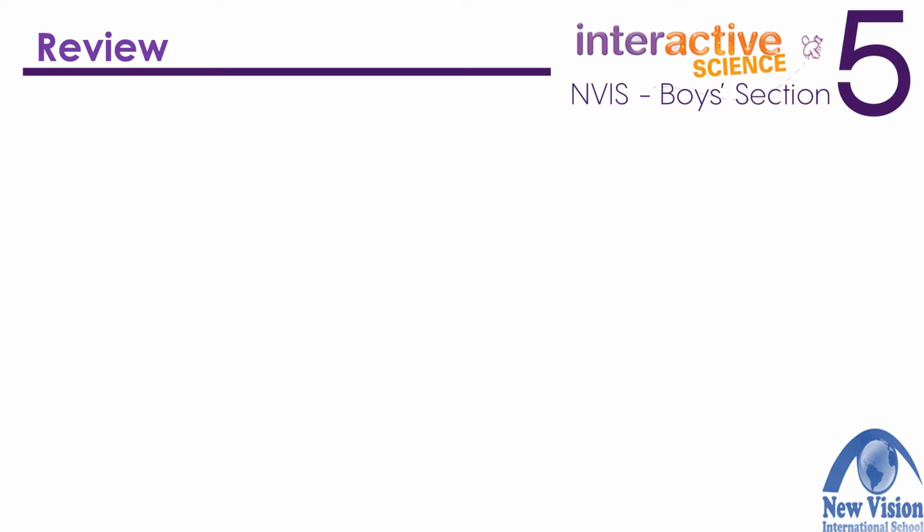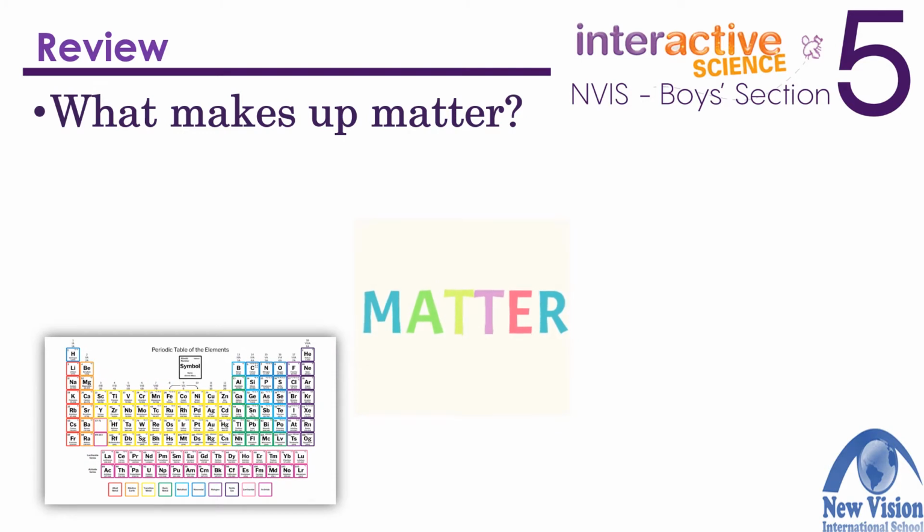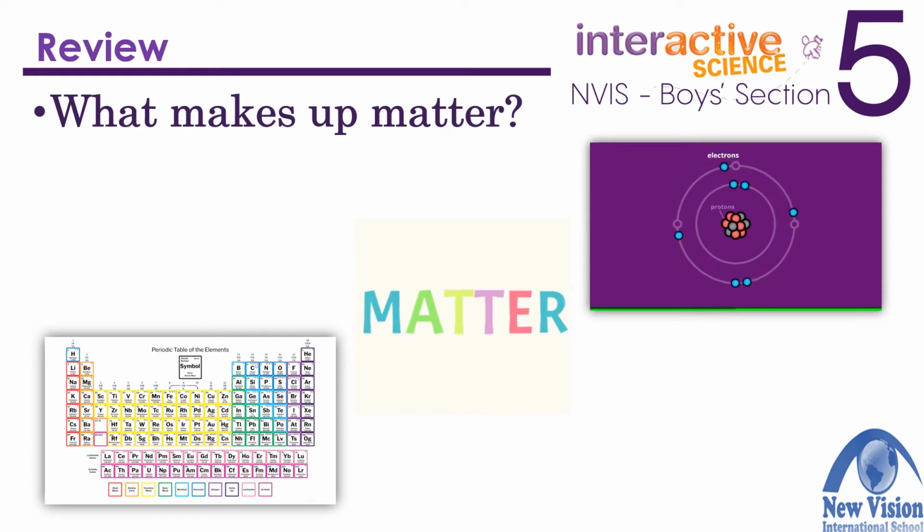In our previous lesson, we discussed what makes up matter. Matter is defined as anything that has mass and takes up space. Matter is made up of elements. Elements are the ingredients that make up all other substances. Elements are made up of atoms. An atom is the smallest part of an element that still has the properties of the element.